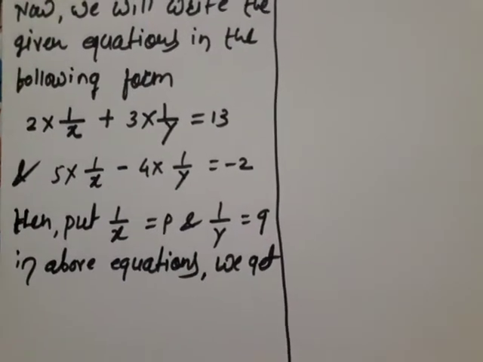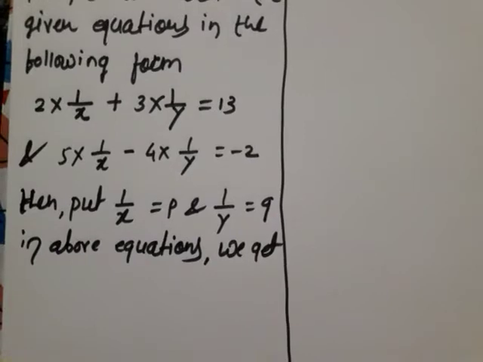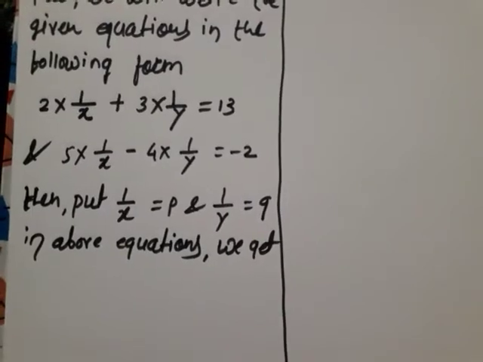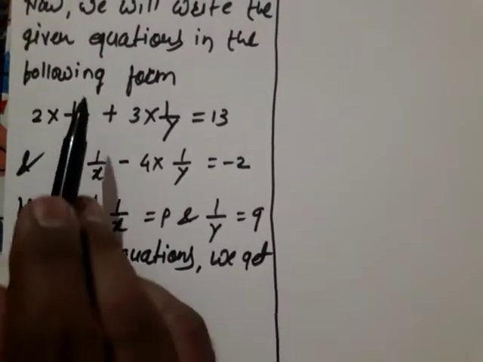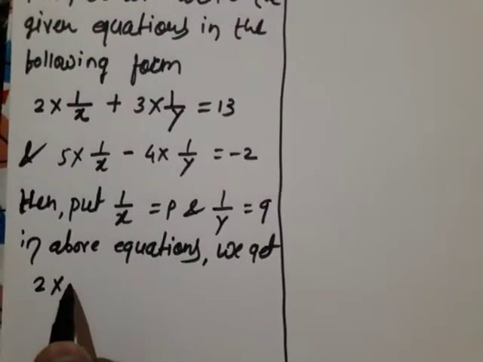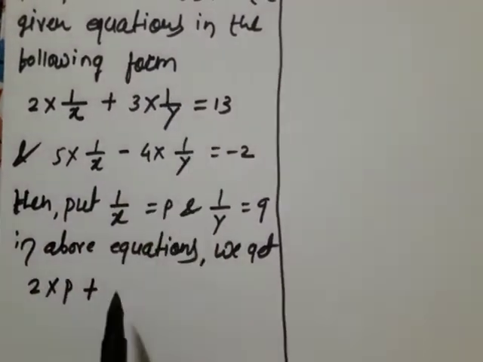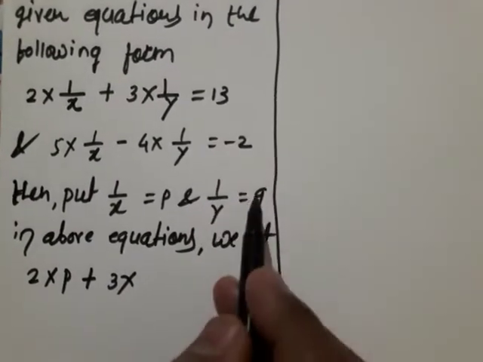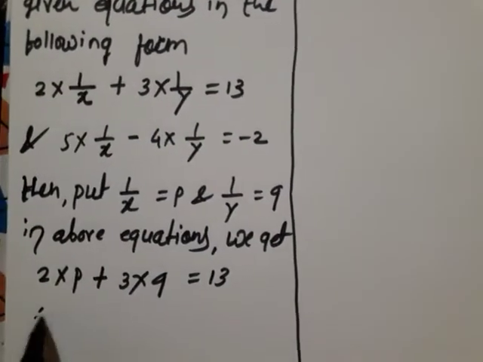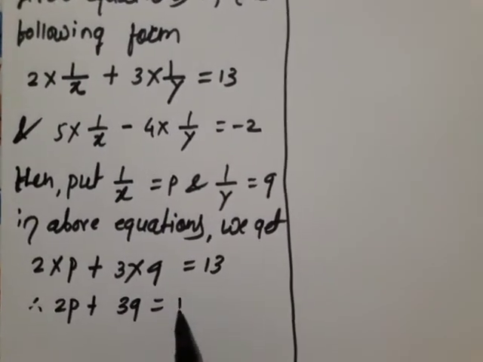What we have done here, put 1 upon x is equal to p and 1 upon y is equal to q in above equations. After putting these, what will we get? We will see that over here. Look here. Now look, 2 into 1 by x, instead of 1 by x, what are we going to write? p, which sign is in between? Plus. Next, 3 into 1 by y, 1 by y is equal to q, is equal to 13. Therefore 2 into p, 2p, plus 3 into q, 3q is equal to 13.